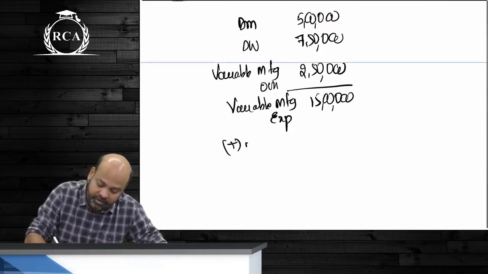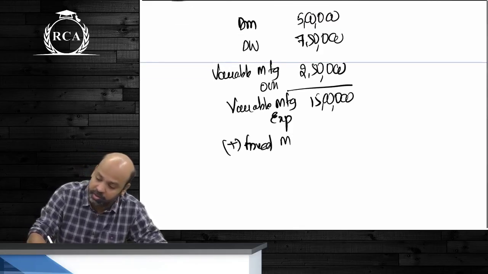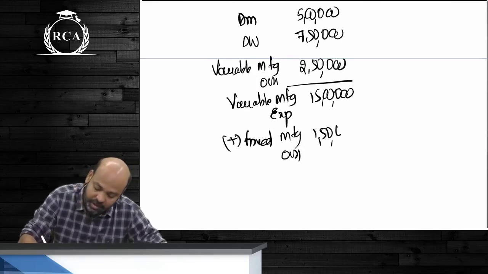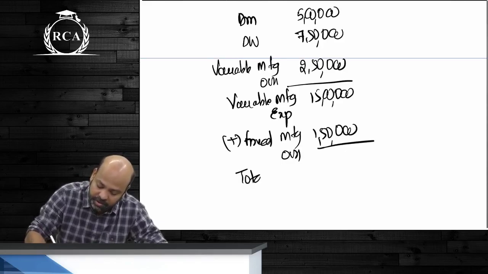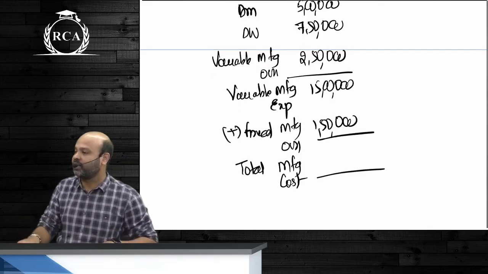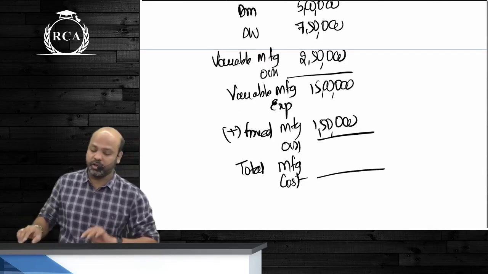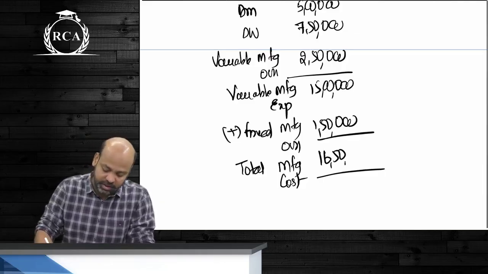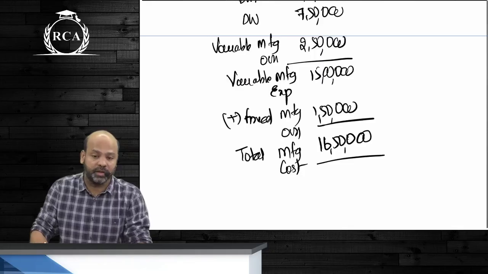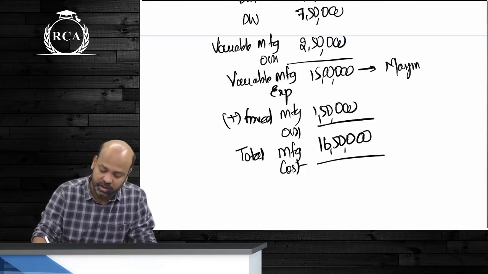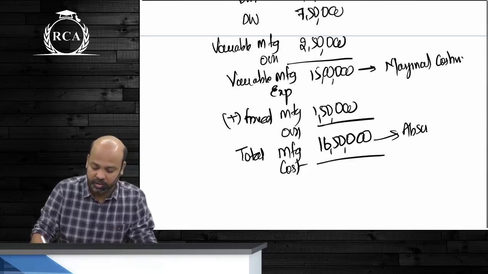If you add fixed manufacturing overheads also, how much is fixed manufacturing overheads? 1,50,000. You're going to get the total manufacturing cost. You will never include variable selling and distribution, fixed selling and distribution in the valuation of inventories. Not possible. Only manufacturing expenses can be included in the valuation of inventories. Now, this will be used for marginal costing and this will be used for absorption costing.